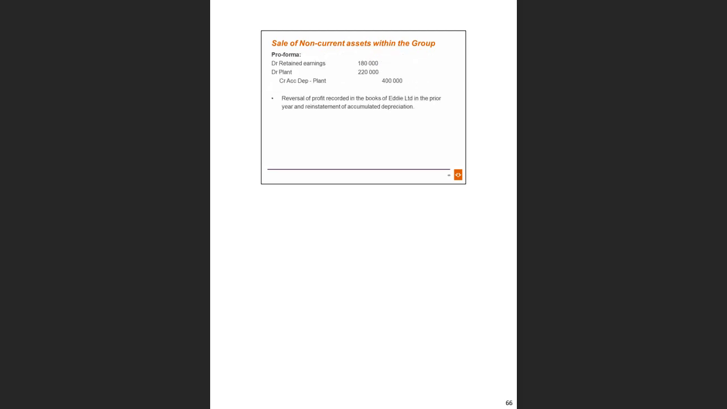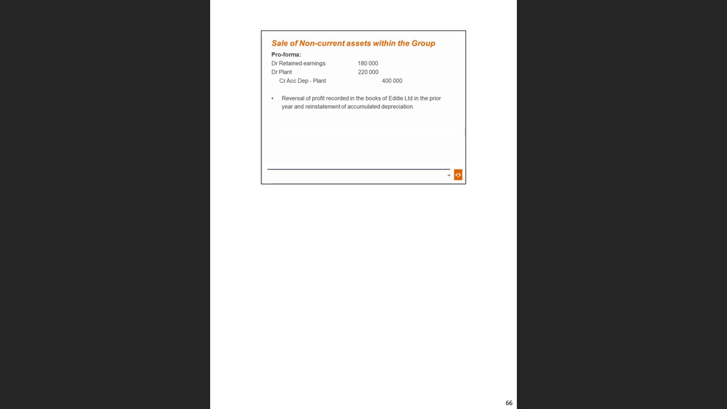Okay, so let's have a look at the pro forma journal entries. Because we are consolidating 2 years after the acquisition of the subsidiary, now we are using retained earnings. So the figures have stayed the same, but now we are doing the transaction using retained earnings. So we're going to debit plant 220,000, credit accumulated depreciation plant, and we are reversing the profit recorded in the books of Eddie in the prior year, and we are reinstating our accumulated depreciation.